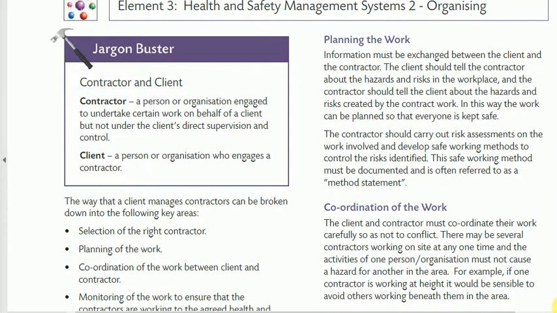Now, let's talk about a client and a contractor. A contractor is a person or organization engaged or undertaking certain work on behalf of a client, but not under the client's direct supervision and control. A client is a person or organization who engages a contractor. From what we can see here, an organization can be the client, or the top management can be the client, while a contractor could be the one the client has employed to do a job in his organization.